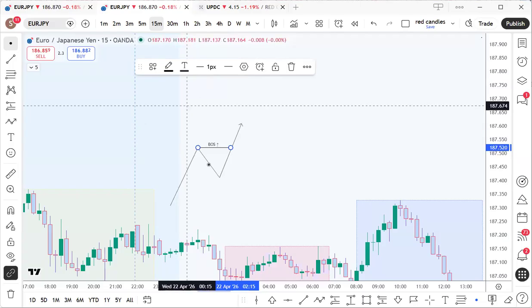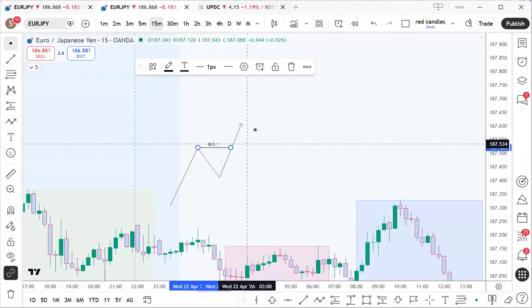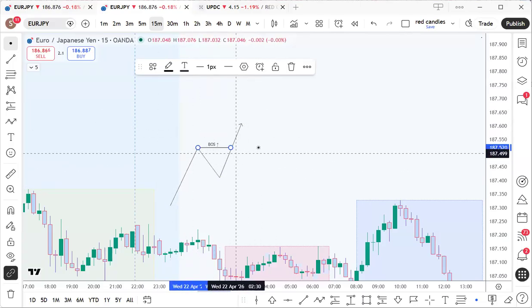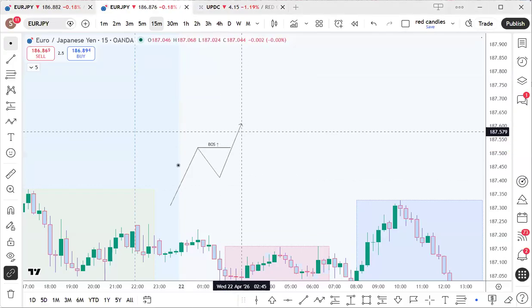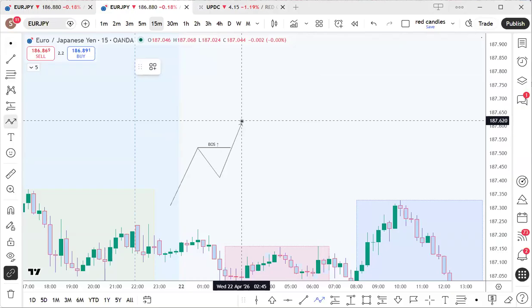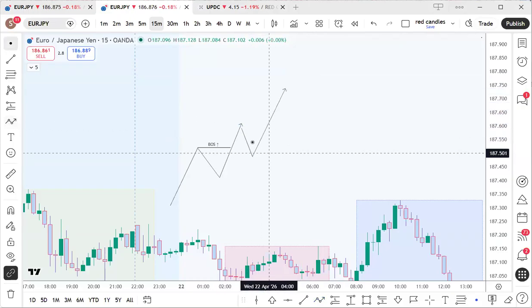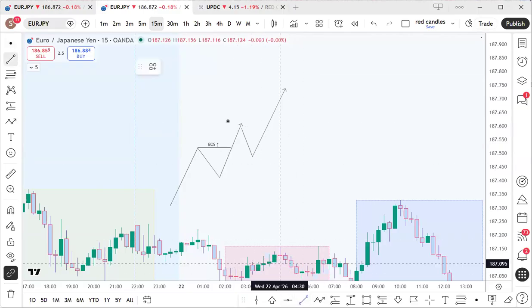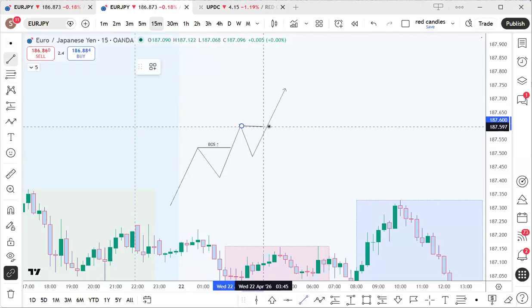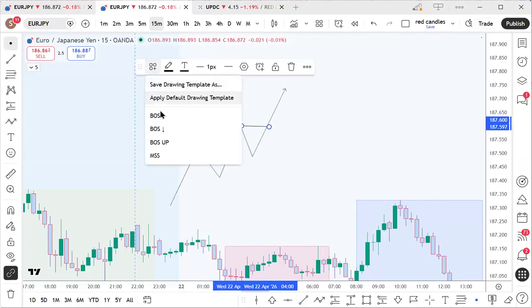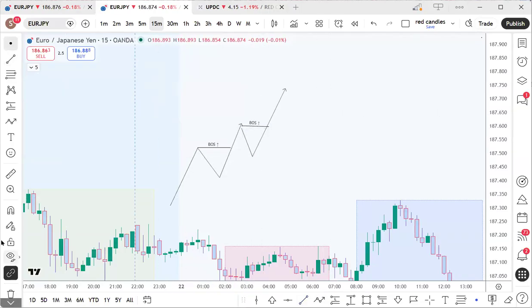Okay, so we're looking for market to give us a break of structure. And then once we have a new break of structure, the next thing we expect is that price will pull back and then give us another break of structure right there. Another break of structure to the top side there. That is what we expect. But this is not guaranteed.